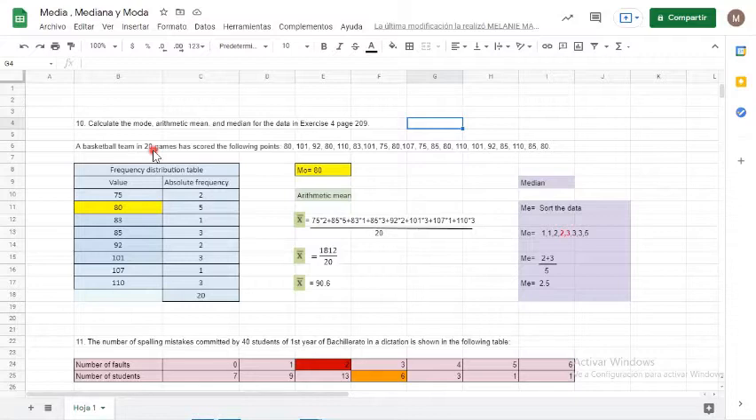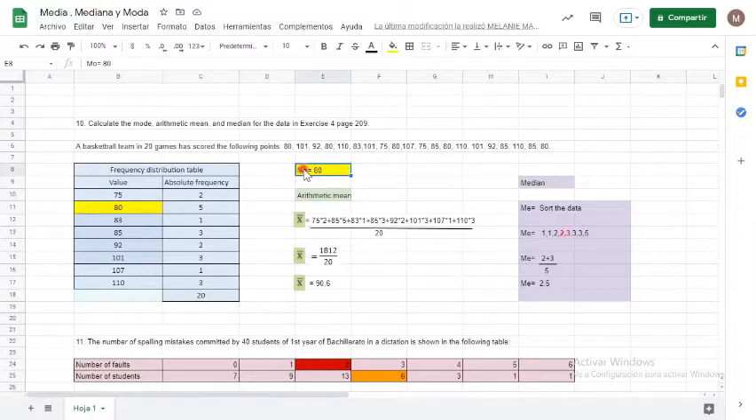A basketball team in 20 games has scored the following points. Here we can show the frequency distribution table where all the data were placed. The mode will be the value of the variable with the highest absolute frequency.